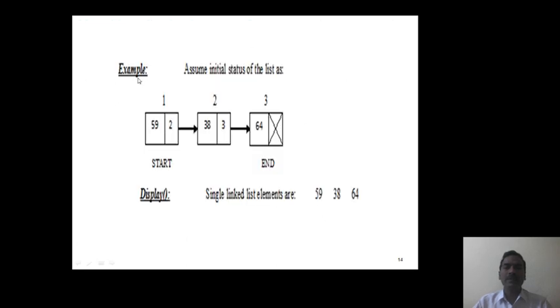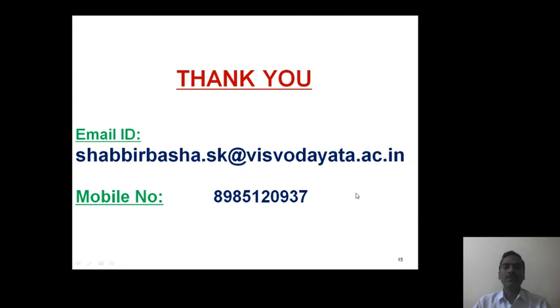Now observe this example. Assume this is the initial status of the single linked list. When we apply the display operation, the procedure starts by visiting from the first node to the last node of the list. Hence it accesses the data part of every node. The single linked list elements are 59, 38 and 64. Okay. Thank you one and all.